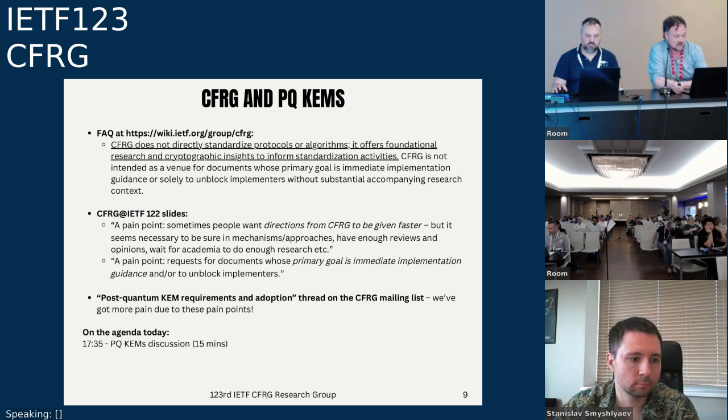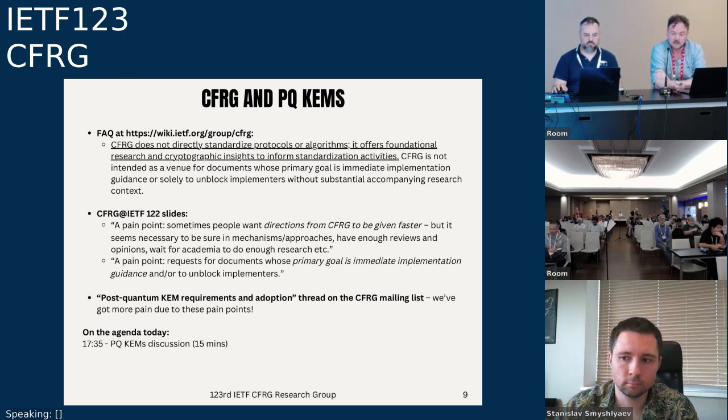This is a quick reminder of some of the things that we discussed last time at IETF 122. Specifically, that CFRG does not standardize protocols or algorithms. It offers foundational research and cryptographic insights to inform standardization activities. And we had some pain points that we highlighted at IETF 122, which is some people want directions from CFRG to be faster, and we have to balance that with being correct. It's difficult to be correct and quick in something as critical as cryptography, but we are trying our best. The second pain point here is there are requests for documents whose primary goal is for immediate implementation guidance or to unblock implementers. This is not necessarily what the group is here for, and this has caused a bunch of pain. So if you have been following the list, there's a couple threads here that really have hit on these same pain points that we highlighted last time.